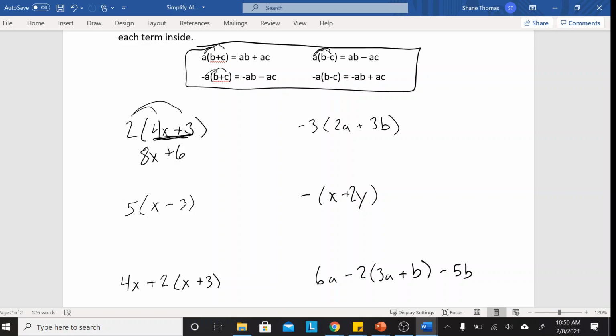Okay, next one, I have a negative 3 out front. I cannot combine what's inside because I have an a and I have a b, so I need to distribute. Negative 3 times 2a, it's going to be negative 6a. Negative 3 times 3b is going to be negative 9b.